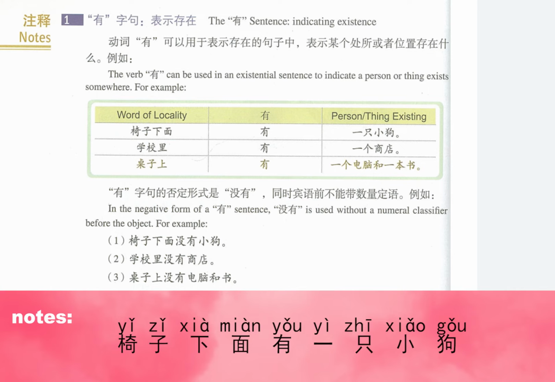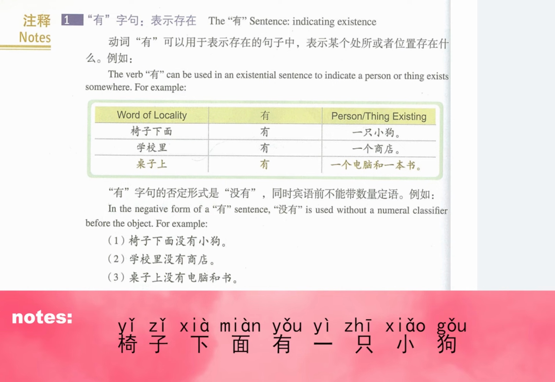And what does 知 mean here? 知 is a quantifier for some animals. So we're talking about puppies, dogs, so we say 一只. 小 literally means small or little. 狗 means dog. 小狗, little dog, which means puppy.